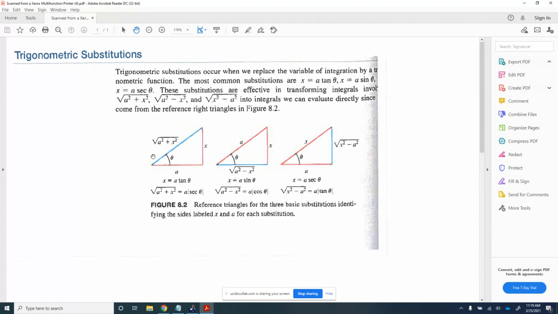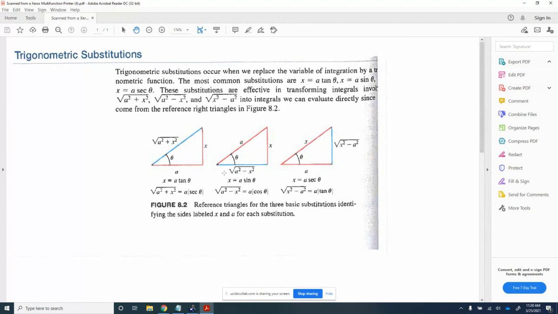So if this is my setup, if this is what I'm given, the square root of a squared plus x squared, this is my reference triangle. And I can pull out the following facts. x is equal to a times the tangent of theta. The square root of a squared plus x squared is equal to a times the absolute value of secant theta.